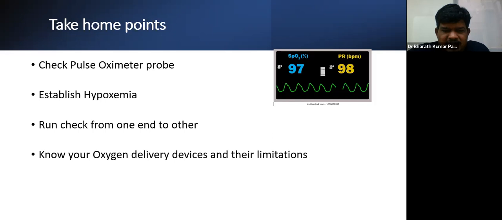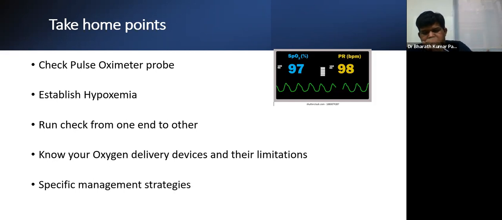And you should know your oxygen delivery devices and their limitations. The limitations in the sense of the maximum oxygen that could be delivered for the particular device and the minimum oxygen that should be kept, especially in the case of Hudson's mask, where the dead space has to be overcome by putting at least 4 to 5 liters of oxygen. And specific management strategies based upon how we classify the patient from the PaO2 and P-alveolar O2.